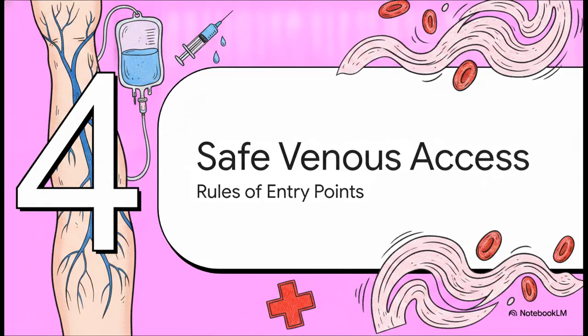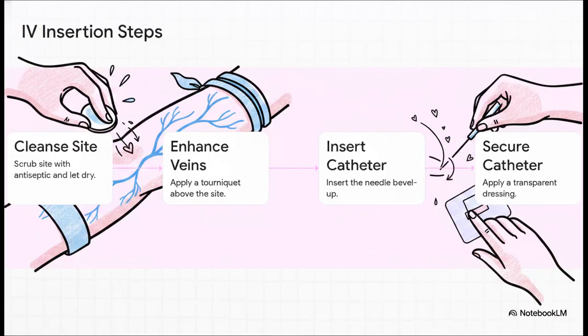All right, Section 4, Safe Venous Access Principles. Of course, to deliver these highly powerful cell-altering fluids, we need a way into the bloodstream. Getting intravenous access is a very highly specific procedure with strict sequential steps.